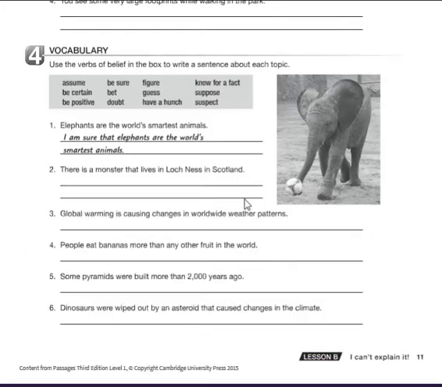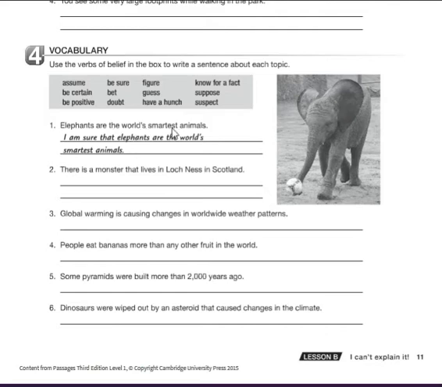And then we have the vocabulary. Use the verbs of belief in the box to write a sentence about each topic. We have assume, be certain, be positive, be sure, bet, doubt, figure, guess, have a hunch, know for a fact, suppose, and suspect. We're going to try to use this vocabulary and introduce it in the examples.